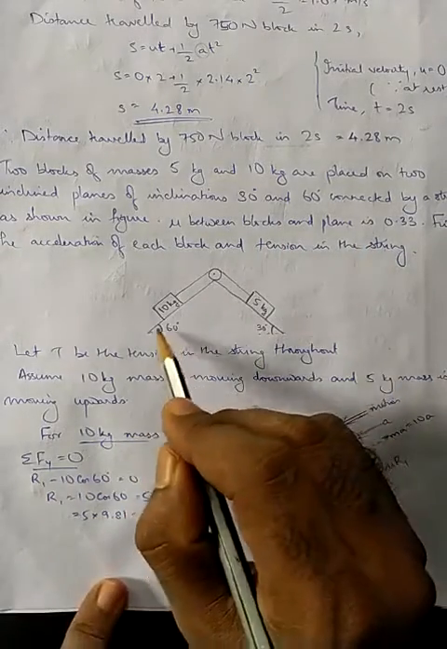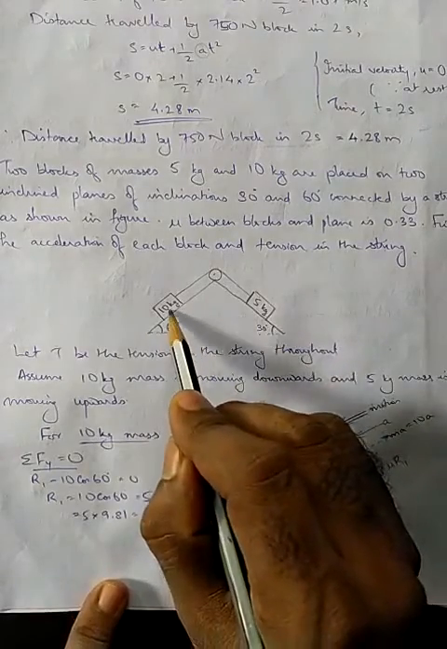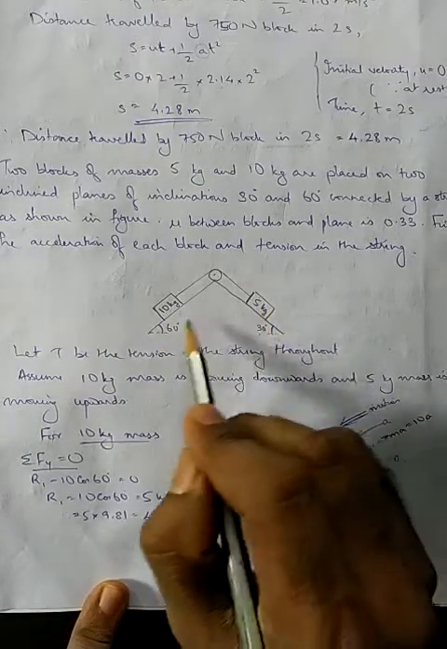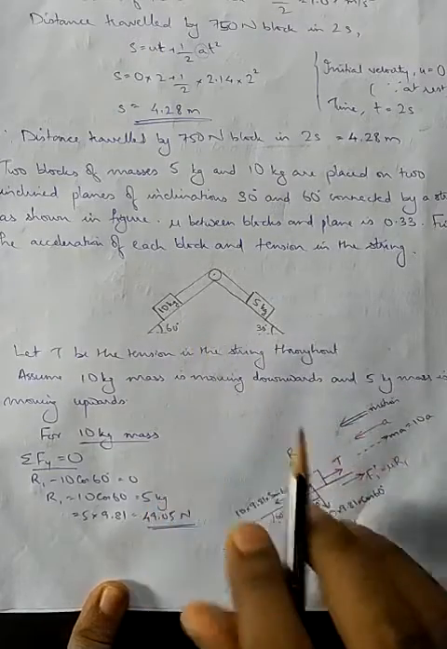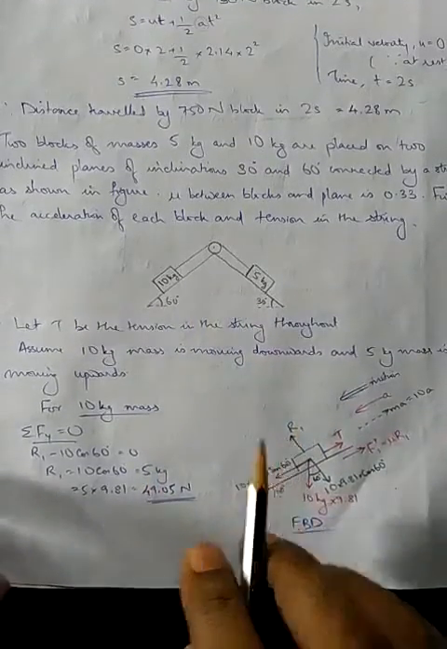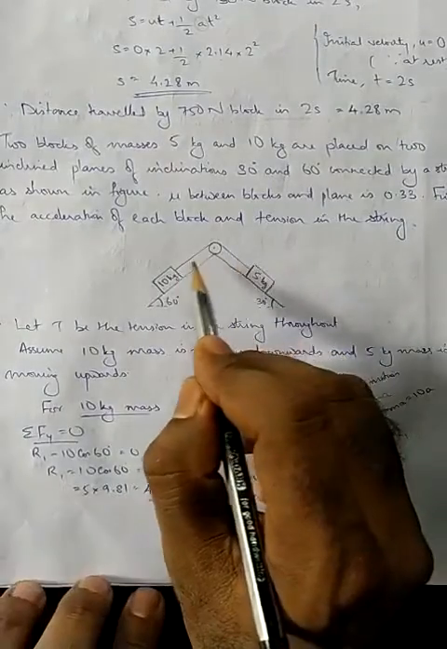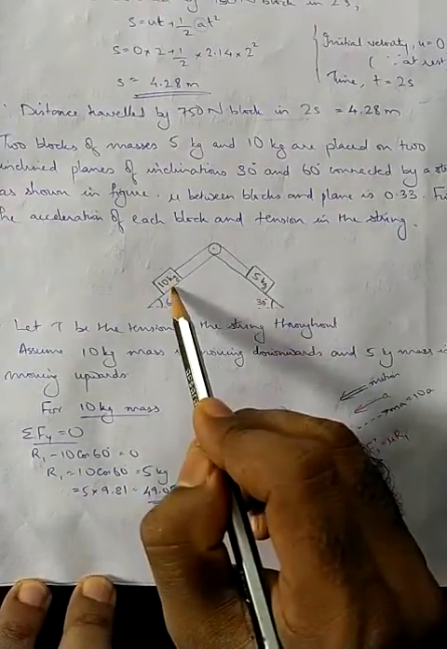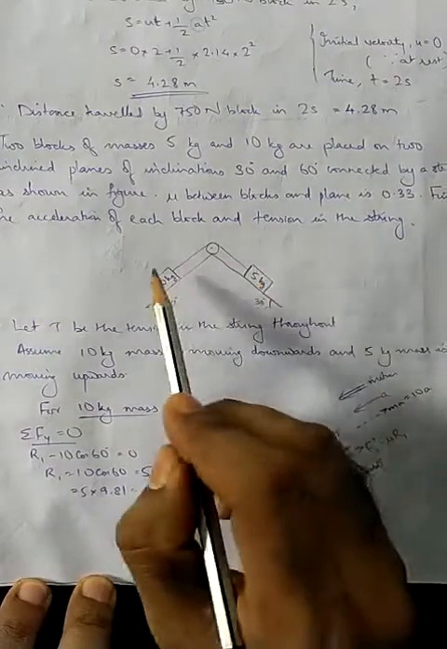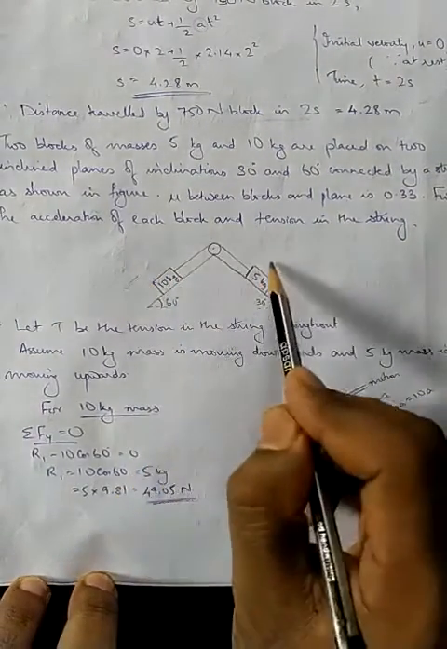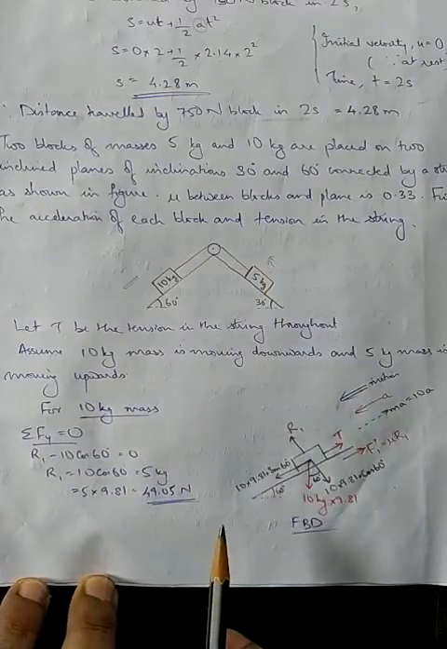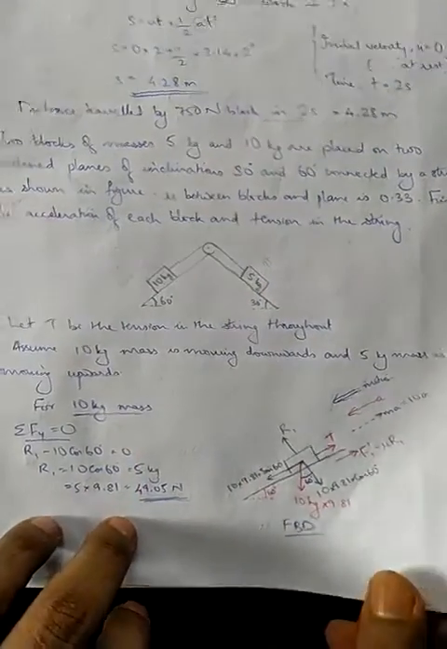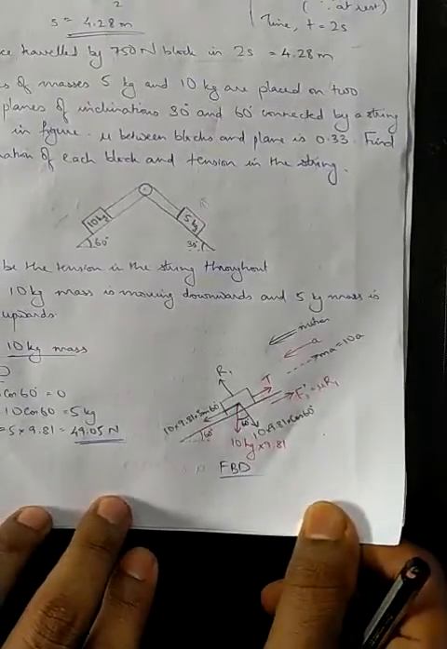So the figure is given in the question itself. Two blocks, 10 kg at 60 degree and 5 kg at 30 degree, are on inclined surfaces. Now the tension will be same throughout. Let T be the tension. Now assume that as this 10 kg weight is greater than 5 kg weight, this is moving downwards and this 5 kg is moving upwards. So we will be drawing the free body diagram. First case, free body diagram of 10 kg mass.